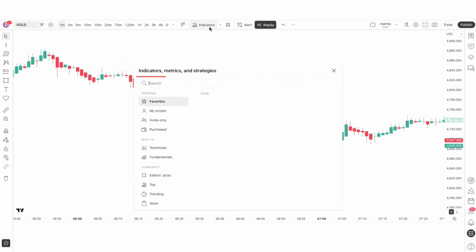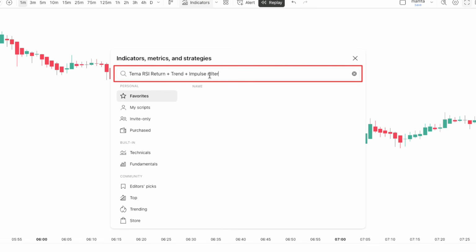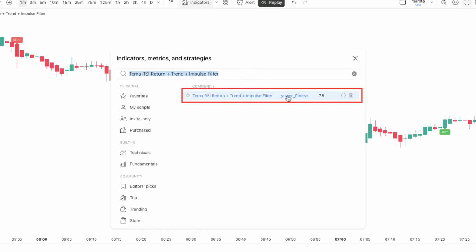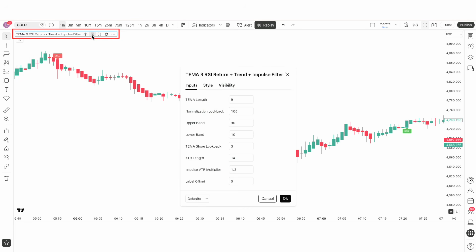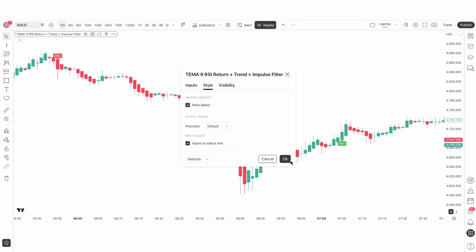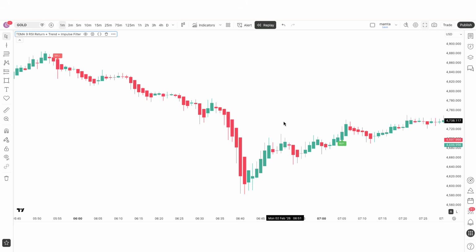Head over to the Indicators tab and search for the TRAMA RSI return plus trend plus impulse filter. Select the indicator made by Yawa Supine script and add it to the chart. Now the indicator settings change for perfect signals. First, we change ATR length 14 to 3. Here everything is fine after that. Click OK. Now we'll add one more indicator to make this strategy more powerful.